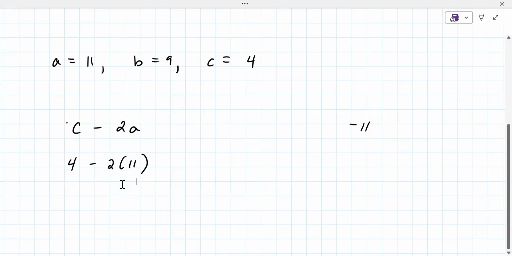Yeah. Okay, so order of operations. What do you do first? Do you subtract or do you multiply? Multiply. Okay, what is 2 times 11? 22. So we got 4 minus 22. What does that become?